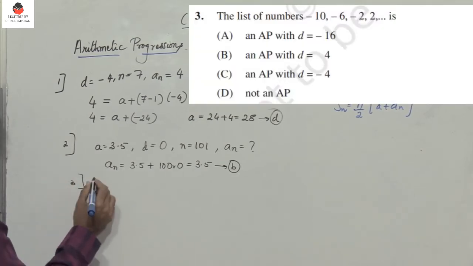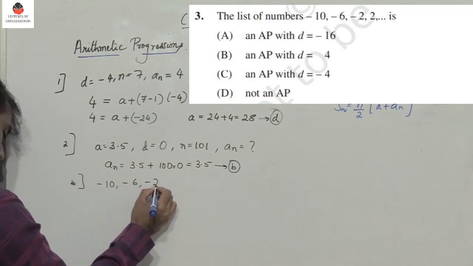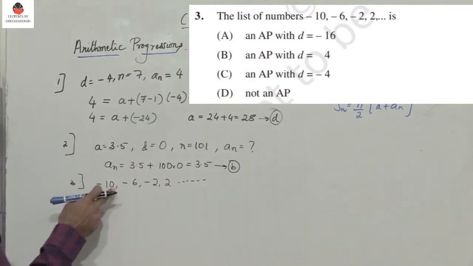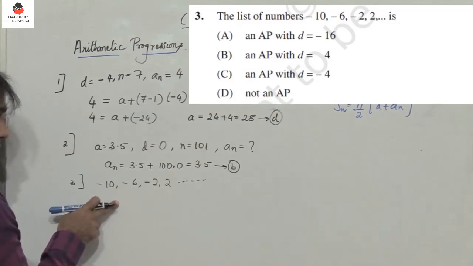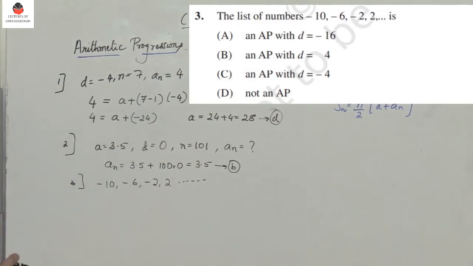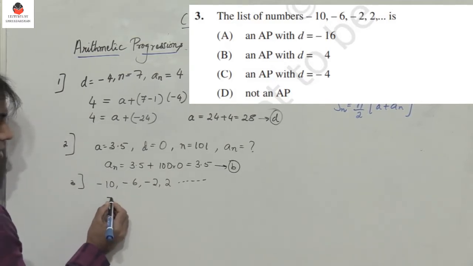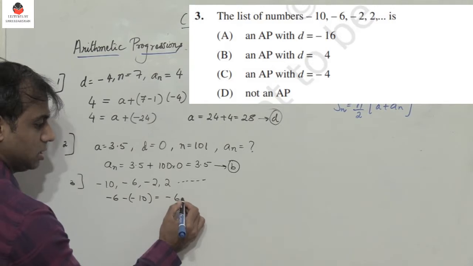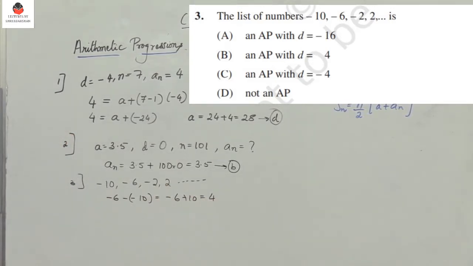Question 3. The list of numbers minus 10, minus 6, minus 2 is. So what is the arithmetic? So we need to check that this is an arithmetic progression, and we basically have to find the common difference. So what is the common difference? The second term minus first term, which is minus 6 plus 10, which gives me 4. So d happens to be 4, and the right option is option B.